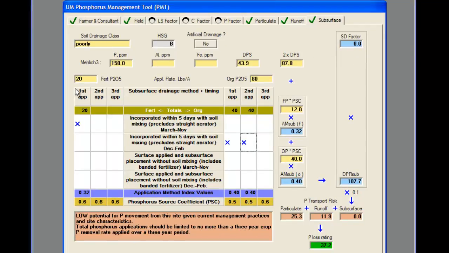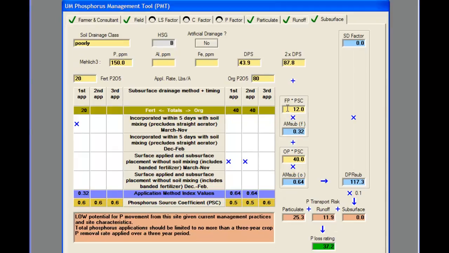The P sources on this page are carried over from the fertilizer and organic P values entered on the runoff page. The appropriate PSC values are also automatically carried over from that page. The management component, again, is determined by the timing and method of application for the fertilizer and organic P sources. However, the subsurface factors are different from those on the runoff page and must be selected independently on this page. But this is the only information other than the drainage status that needs to be entered on this page.